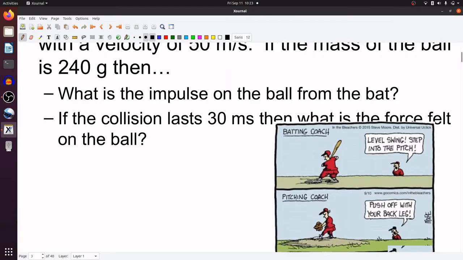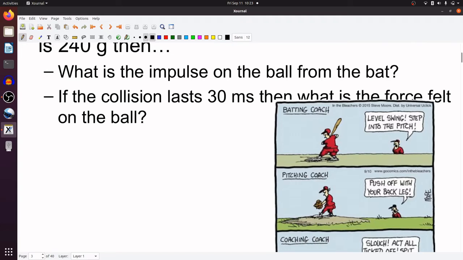Okay, so let's draw a really pretty picture here. You have a baseball player, and he's hitting the ball in a weird way. I know, but work with me on this one. We know that the ball is traveling to the left at 30 meters a second, and then it leaves at 90 meters a second. So our impulse is what it's asking for, J. When it asks for the impulse on the ball from the bat, it's from the bat's point of view.